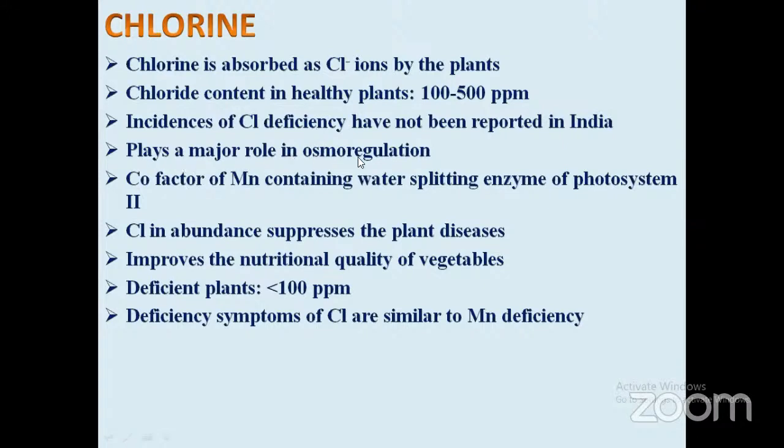And it plays a major role in osmoregulation. It is a cofactor of the manganese-containing water splitting enzyme of photosystem 2. We have seen that manganese is associated with the water splitting enzyme, so this chlorine is a cofactor. So it also helps in this water splitting enzyme. Chloride in abundance suppresses plant disease. So it also imparts disease resistance to the plant and improves the nutritional quality of the vegetables. And if it is less than 100 ppm, there will be deficiency. And deficiency symptoms of chlorine are similar to manganese deficiency.